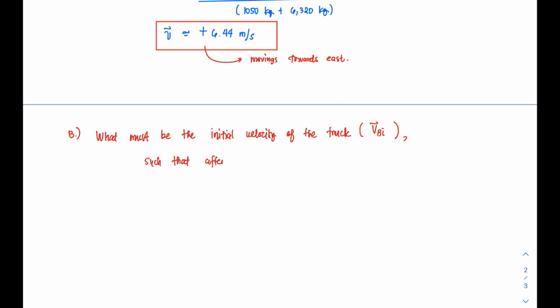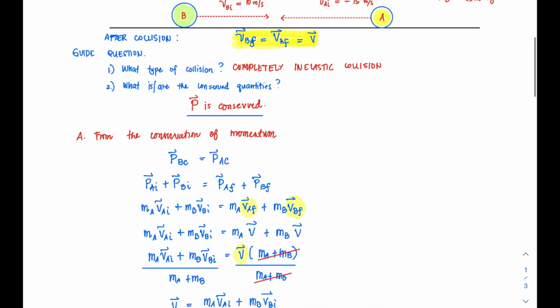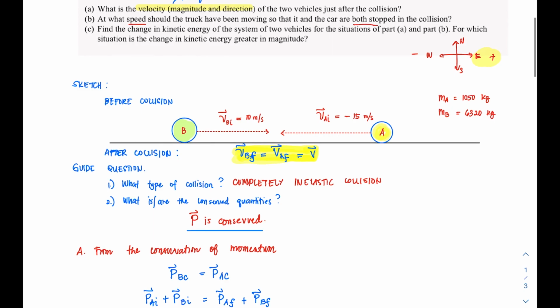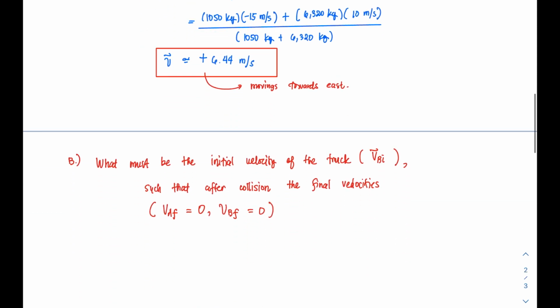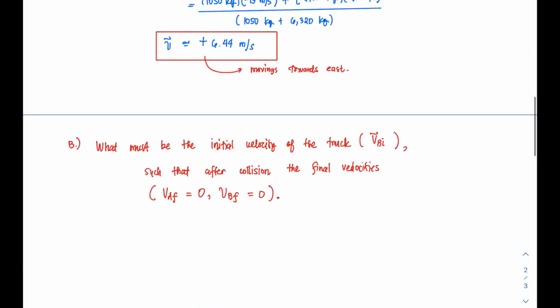after collision, you just have to analyze the problem clearly. The final velocities, and when I say the final velocities, I am referring to both the truck and the sports car, the VAF is equal to 0, and so is the VBF. So both of them are actually at a halt, so that both stop in the collision. Alright, so this is just one of the things that is being asked in the problem, and that is how you should approach it. You have to analyze the problem.